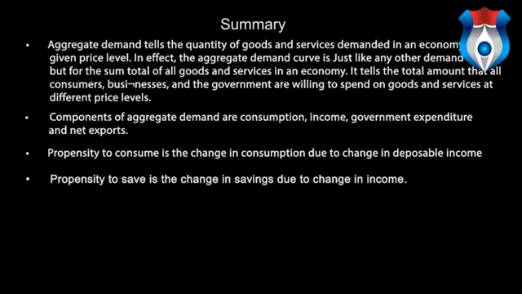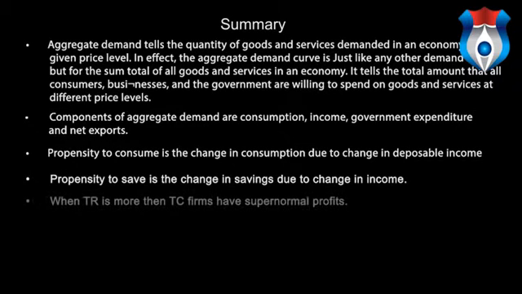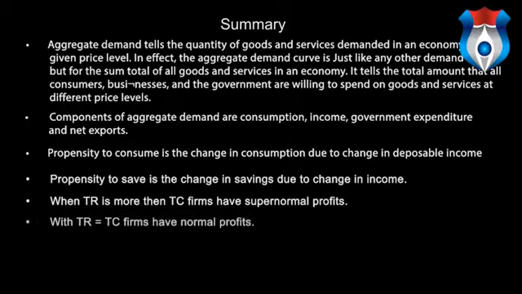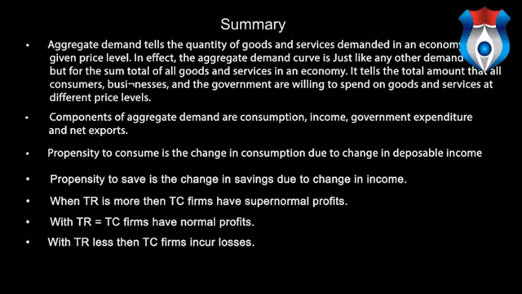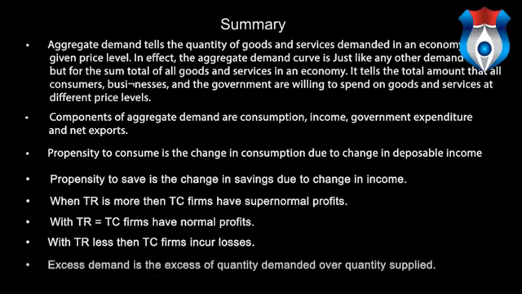Propensity to consume is the change in consumption due to change in disposable income. Propensity to save is the change in saving due to change in income. When TR is more than TC, firms have supernormal profits. With TR equal to TC, firms have normal profits. With TR less than TC, firms incur losses. Excess demand is the excess of quantity demanded over quantity supplied.